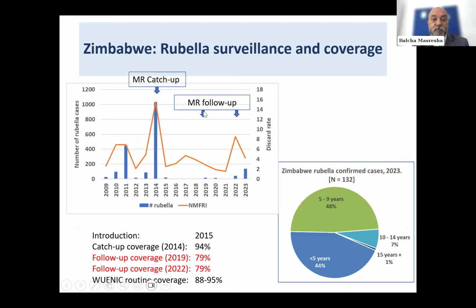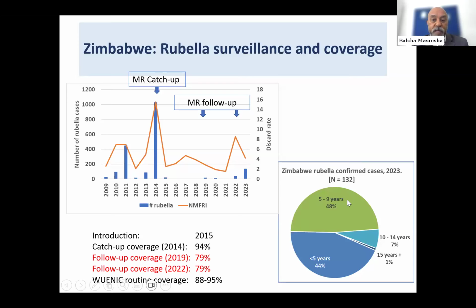The country conducted a follow-up campaign in 2019 and in 2022. But because the coverage that was achieved in these 2 years was suboptimal, 79% in both years, definitely immunity gaps occurred for both measles and rubella, with subsequent slight increase in the number of rubella cases reported in 2023. We had 132 cases, as you can see in the pie chart.